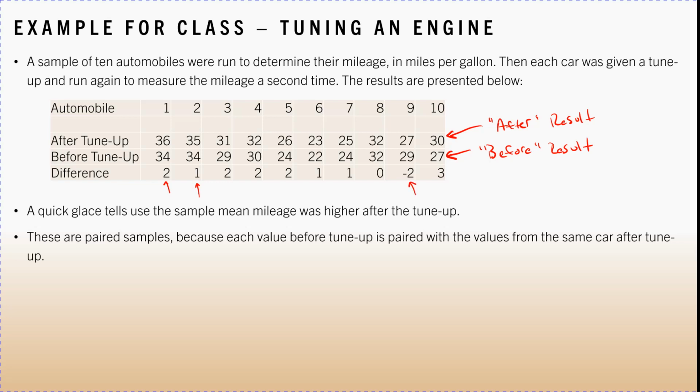There was one car here that was a negative result. And there was one car here that showed no difference, okay? And so a quick glance tells us the sample mean mileage was higher after the tune-up. But what we're going to try to test is whether that difference is statistically significant. These are called paired samples because each value before tune-up is paired with the value of the same car after tune-up. So now we want to perform a hypothesis test to see if that difference is statistically significant. It's meaningful.